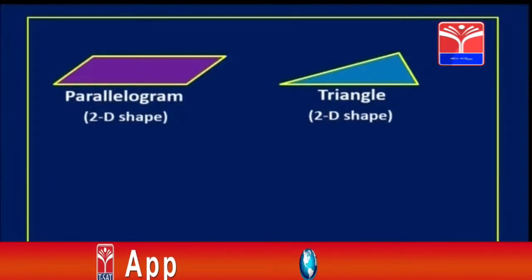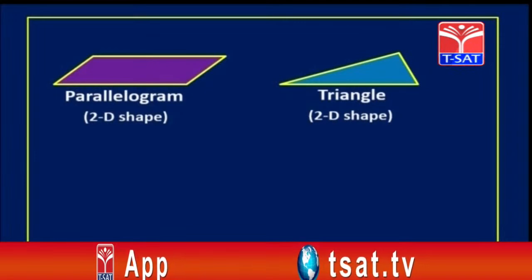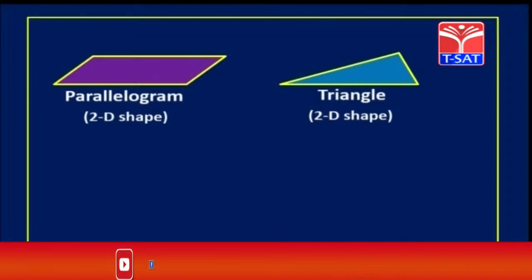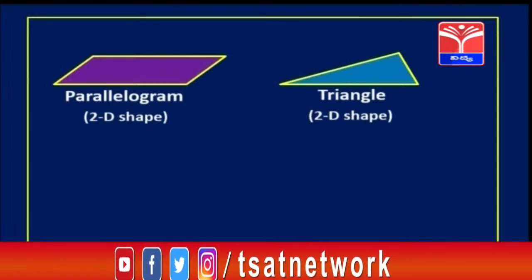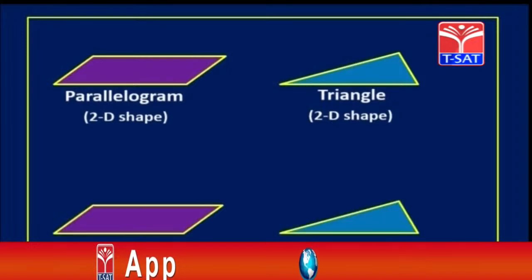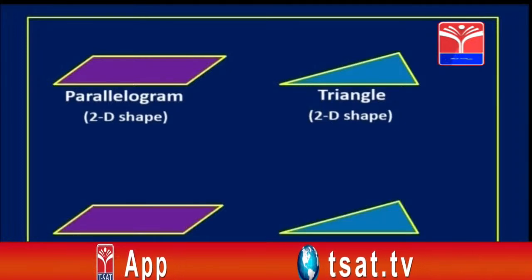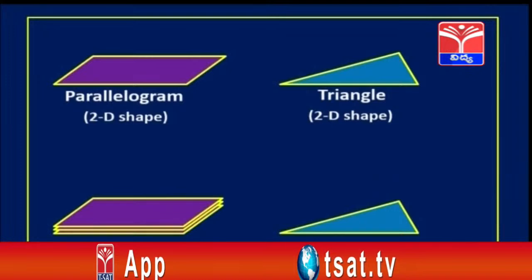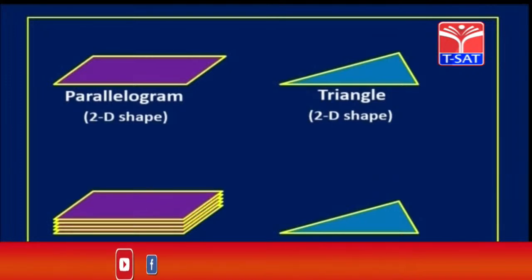Children, what are you observing on the screen? Yes, a parallelogram and a triangle. Both are 2D shapes. Children, imagine that you have taken a paper and you have drawn a parallelogram and a triangle and you cut the paper according to the borders. You will get the shapes, right? Now, what you have to do? Yes, you have to place similar parallelograms one above the other.